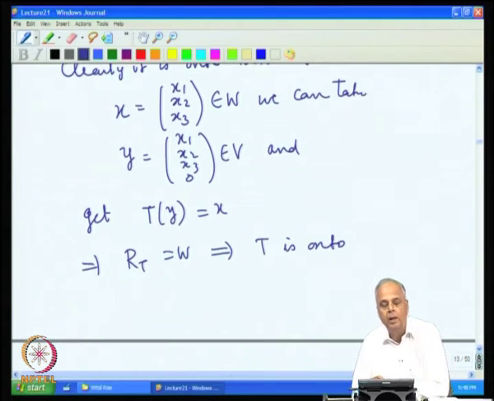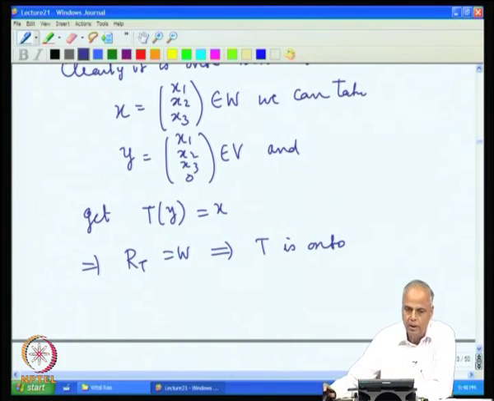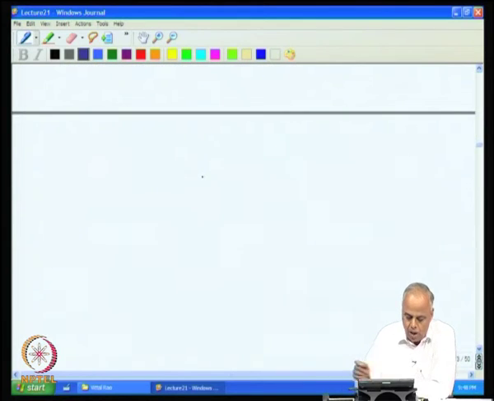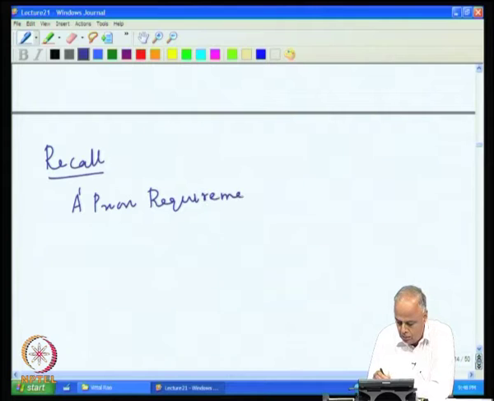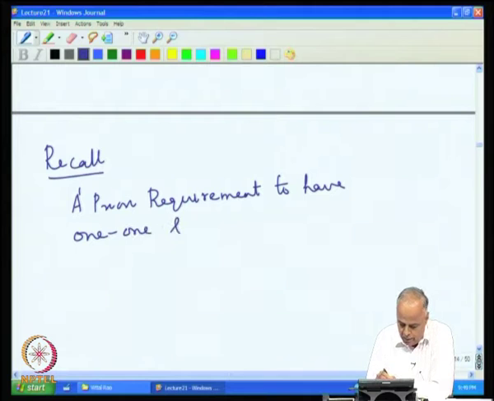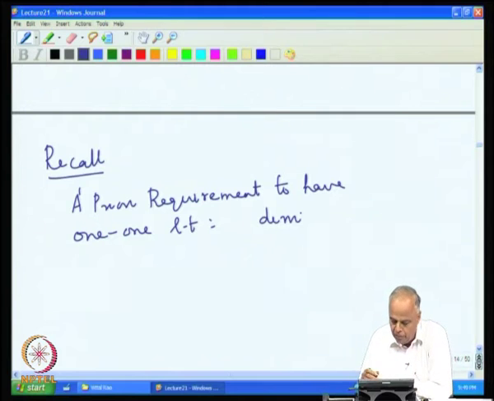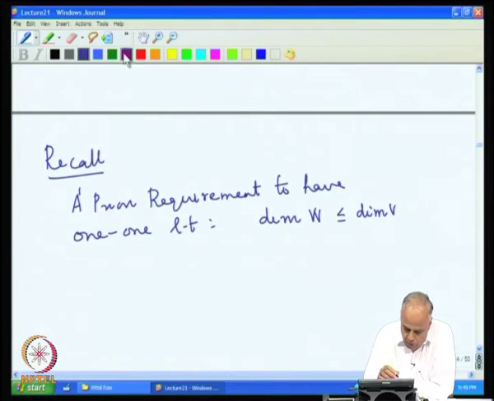And as observed earlier, in this case we have the dimension of V is greater than or equal to the dimension of W. So, now therefore, recall that the a priori requirement to have a 1-1 linear transformation was that the dimension of V was less than or equal to the dimension of W. I am sorry, this is on 2. So, let us summarize both of them carefully.